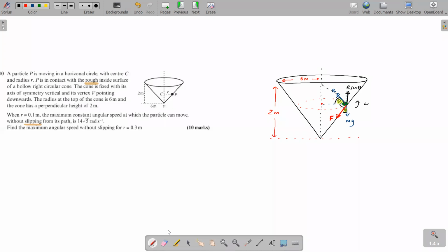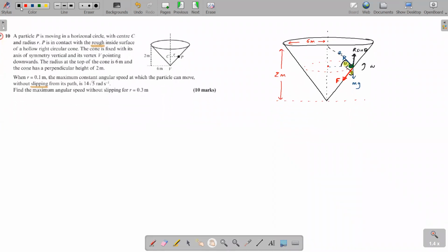So if you consider vertical equilibrium at this point, upwards you have R sin theta. And you can see, guys, when you're resolving, it's not only the normal reaction that resolves, but friction also resolves. So friction has a component acting downwards. Can you see? This side you have a friction cos theta.